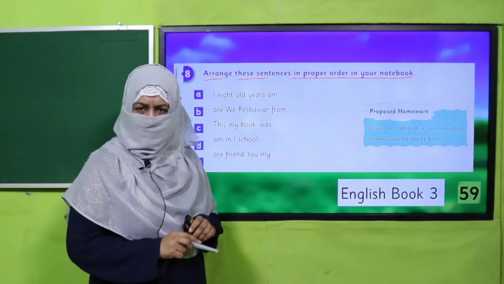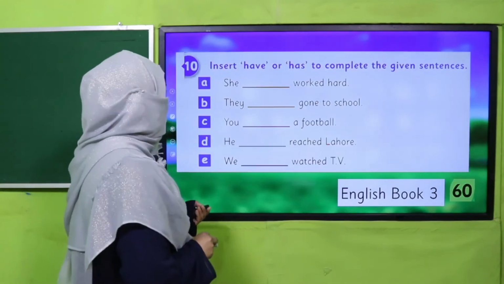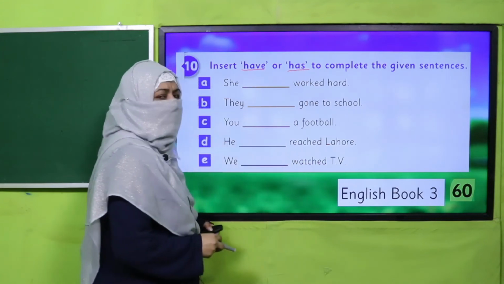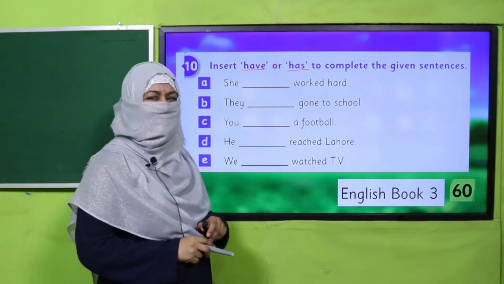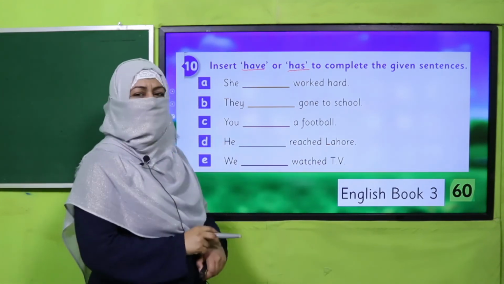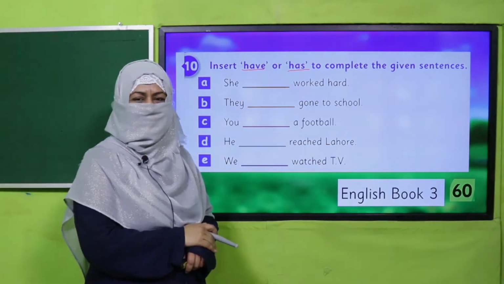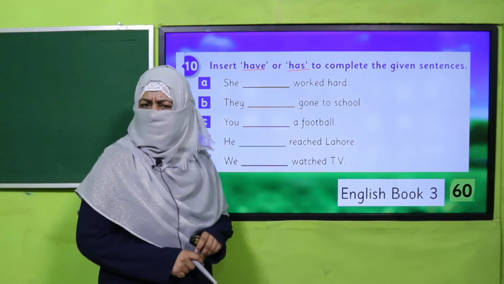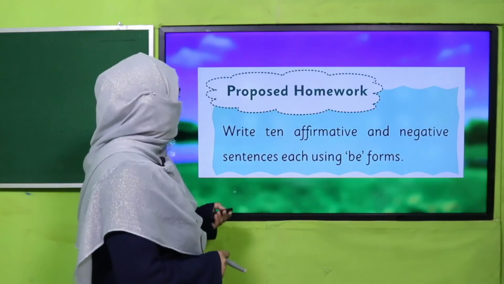Yes, my dear students, are you done with it? Good job. So here you have to insert have or has to complete the given sentences. This is comparatively easy. So pause the video, complete these sentences in your book, and then come back. Yes, my dear students, are you done with it? Good job. It's time for your homework.